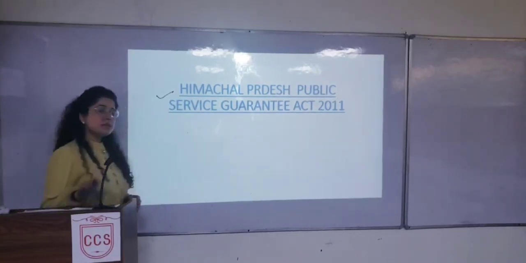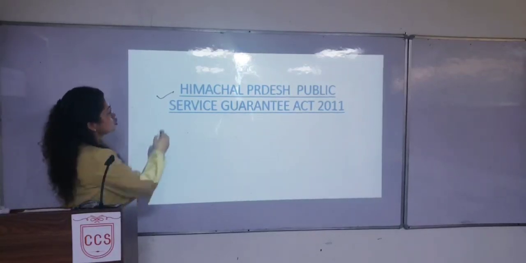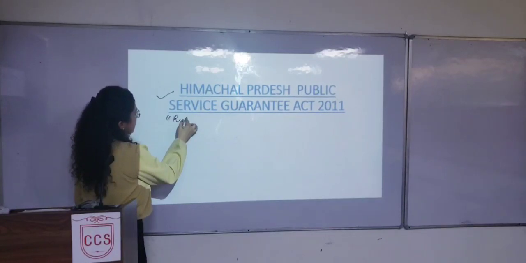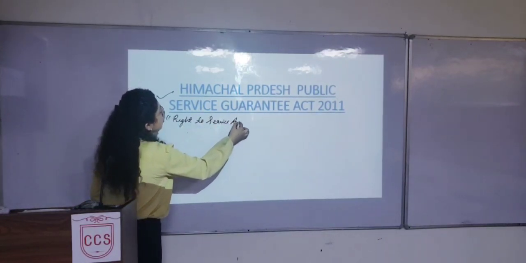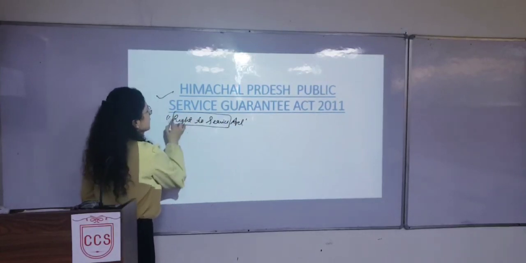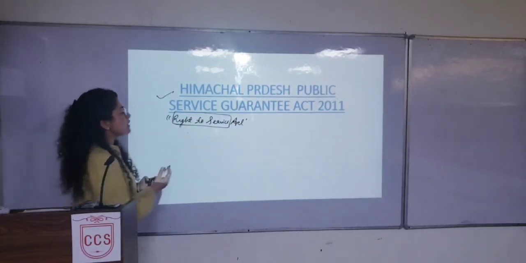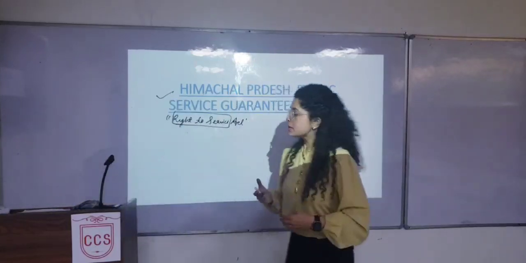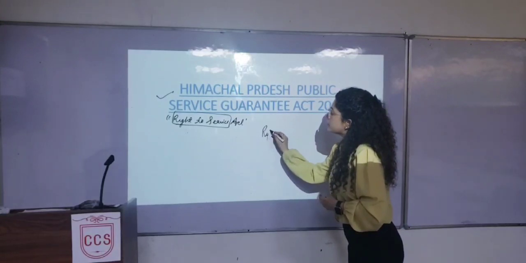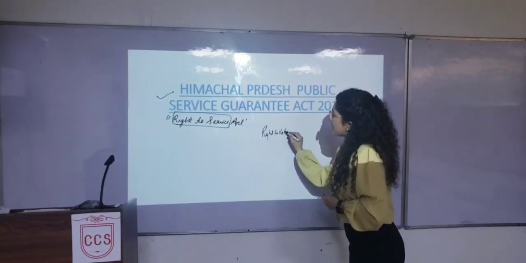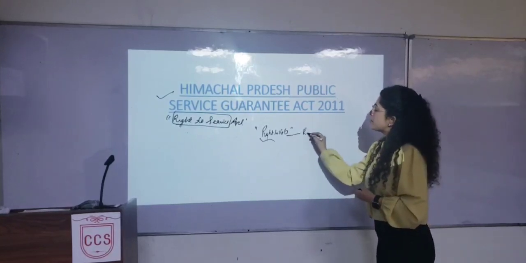2011. But before we see the nitty-gritties of this particular act, let us specifically talk about one particular concept, that is the Right to Services Act. When we talk about India being a democratic country, that means in this democratic country, there is a prudent use of the right to vote. That means the people are using this right to vote where they are electing the representatives.